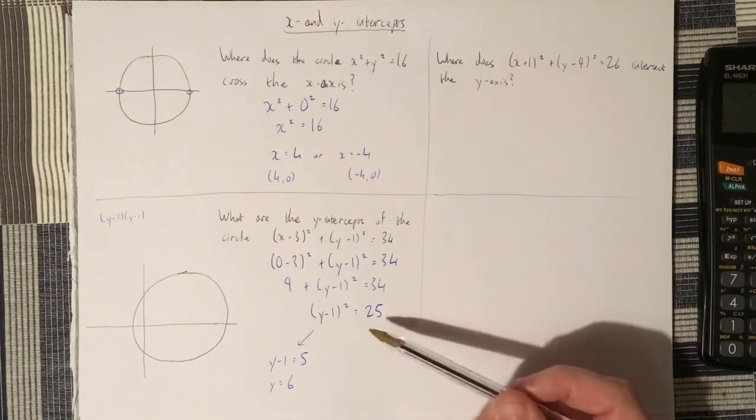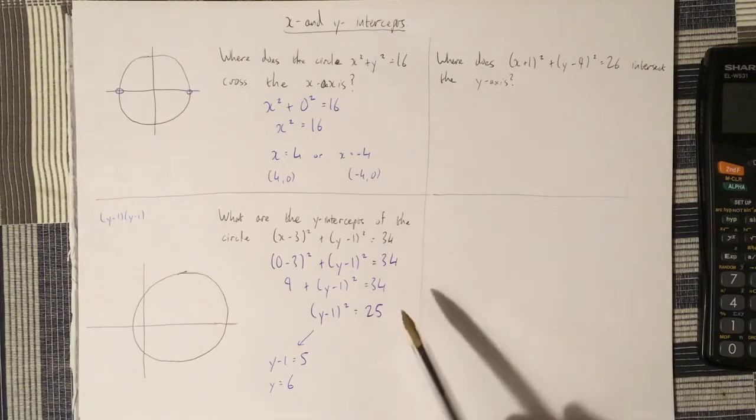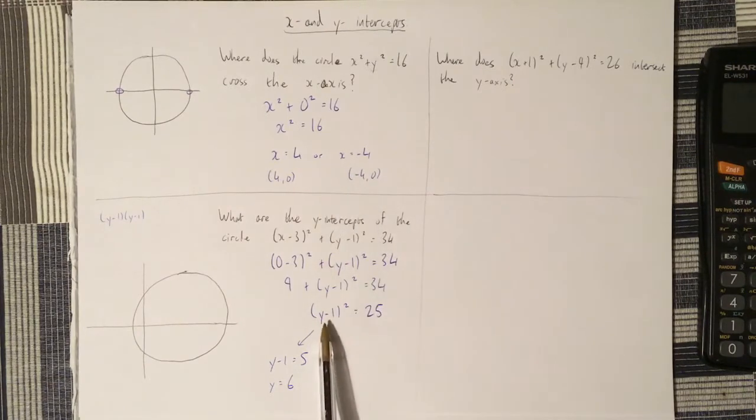I'm looking for another answer here, though. So where's that other answer coming from? Well, again, just like up here, 5 squared is equal to 25, but minus 5 squared is also equal to plus 25.